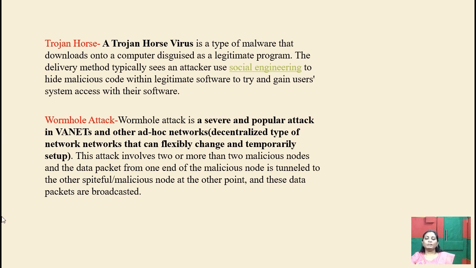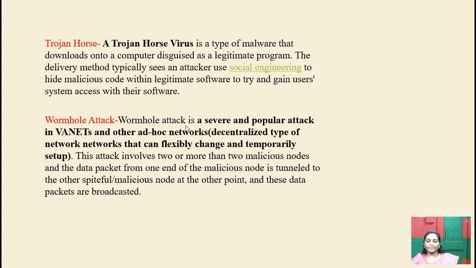Next, Trojan horse virus. This is a type of malware. A Trojan horse virus is a type of malware that downloads onto a computer disguised as a legitimate program. The delivery method typically sees an attacker use social engineering to hide malicious code within legitimate software and try to gain user system access with it. This is a very dangerous virus which can enter our PC and gain access to our whole system. Using that software or virus, the attacker can access all our system. This is nothing but the Trojan horse virus.